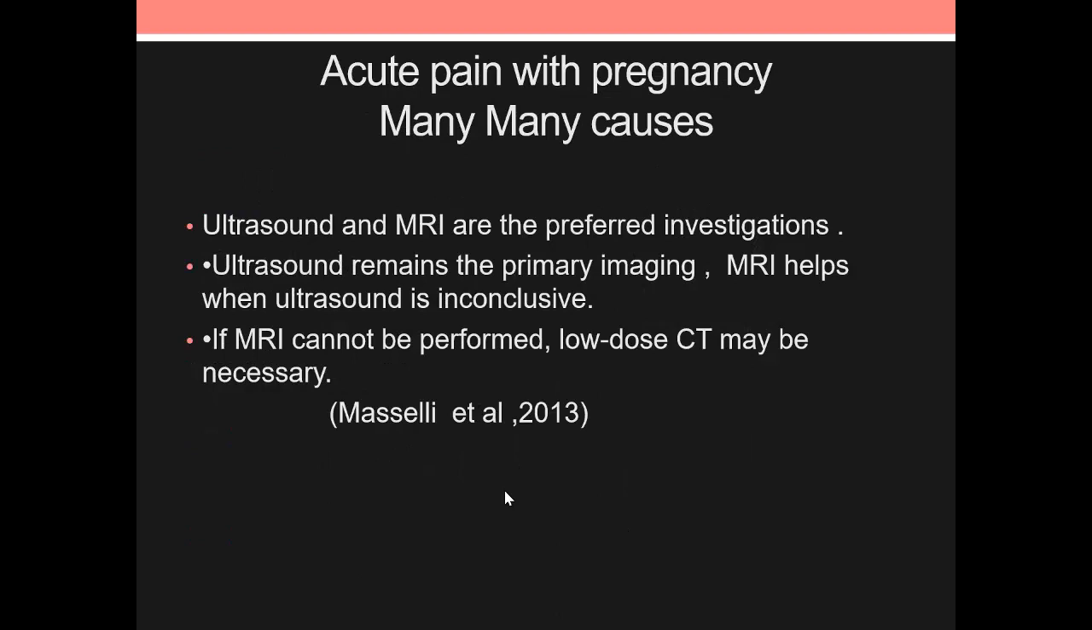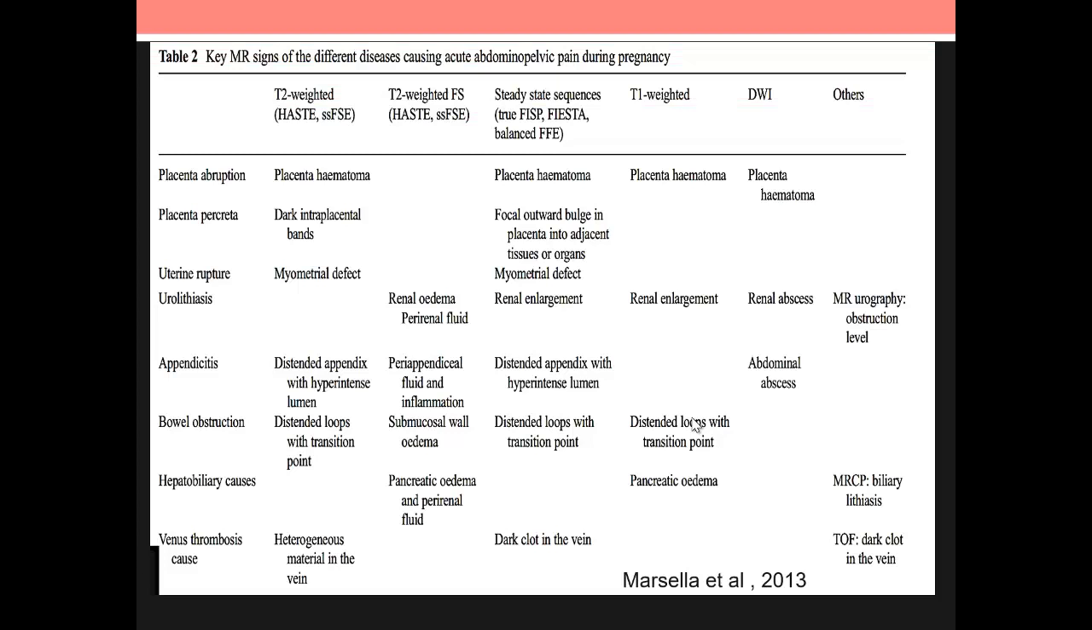Acute pain with pregnancy has many causes. Ultrasound and MRI are the preferred investigations because we try not to do CT with pregnancy. Ultrasound remains the primary imaging modality of choice, and MRI helps when ultrasound is inconclusive. If MRI cannot be performed, we can do low dose CT if we want to see a stone in the ureter or something like that.